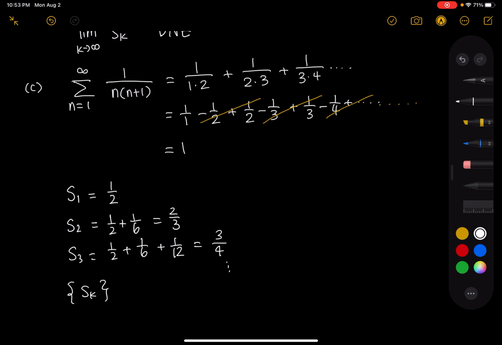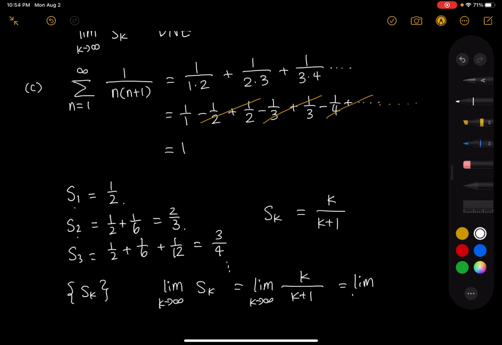Or you can even have a formula for S sub k based on the observation. S1 is 1 over 2, S2 is 2 over 3. We can conclude that S sub k is k over k plus 1. Then we just take the limit as k goes to infinity of S sub k. That's the same as the limit as k goes to infinity of k over k plus 1, which is not infinity over infinity, okay? You divide top and bottom by k, 1 over 1 plus 1 over k, so it's 1.